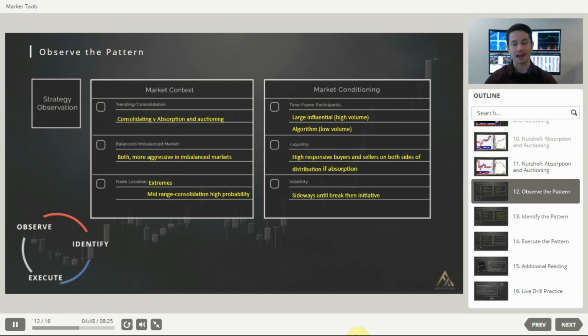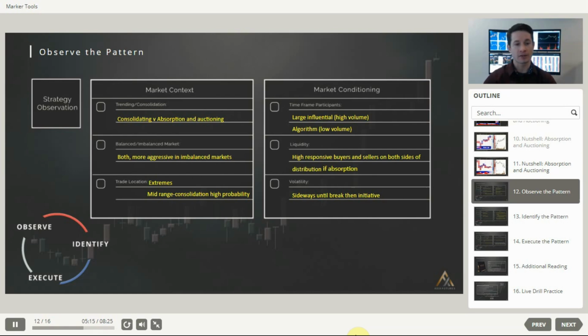Now, in terms of balanced and imbalanced markets, what we want to see is that we can see the strategy in both. However, we note that it will likely be more aggressive in imbalanced markets. What you would typically do here is you'd get your absorption auctioning strategy, and you would determine, was it in a balanced situation or was it in an imbalanced situation? And you will then go and fill it out accordingly.